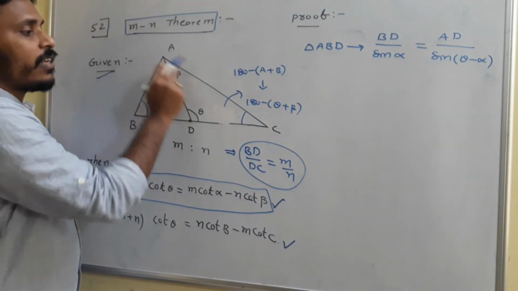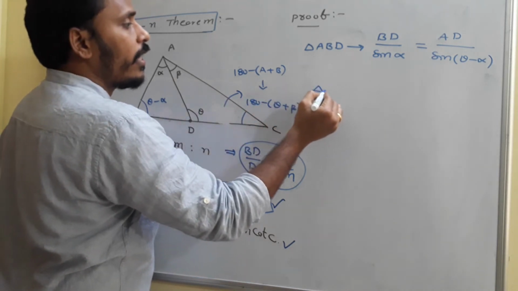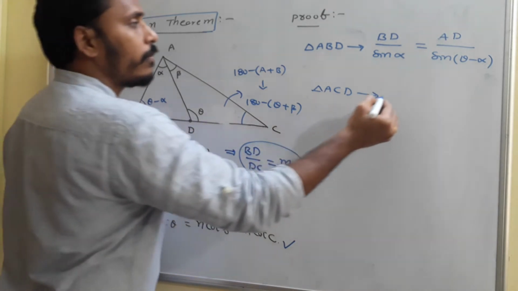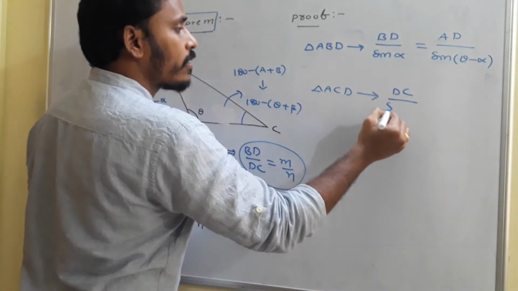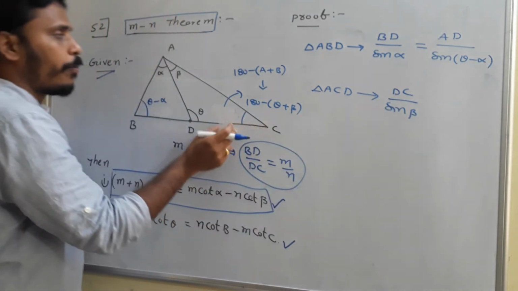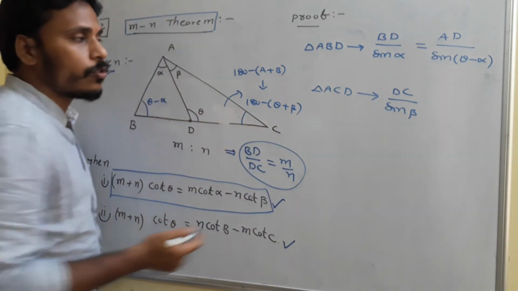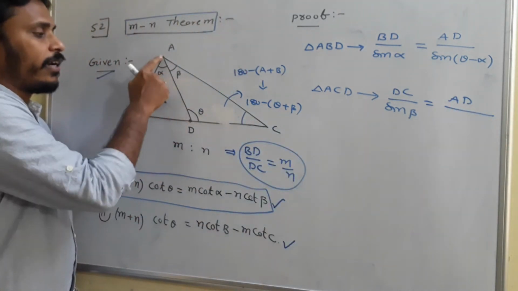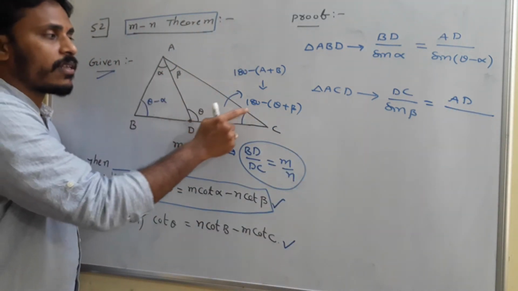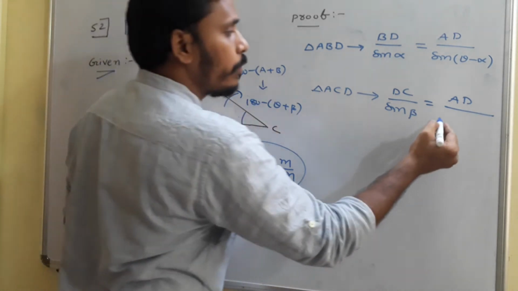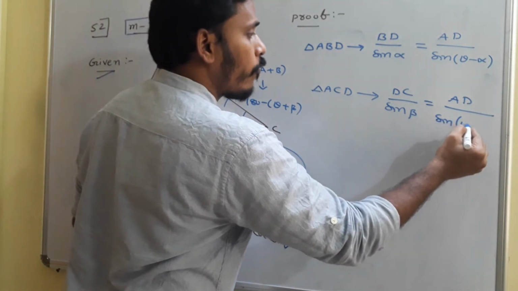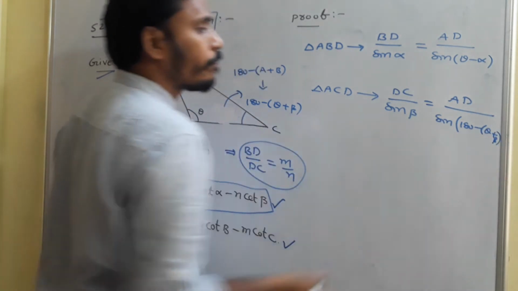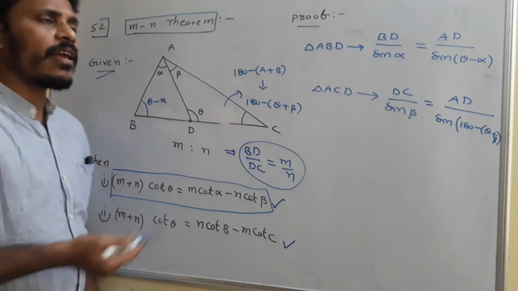And next the triangle is ACD. Then in this triangle ACD, if you apply the sine rule now, this side is DC divided by sine beta, because the opposite angle is beta, is equal to, again you just take AD divided by its opposite angle. What is this angle? 180 minus of theta plus beta. So you just write like this, sine of 180 minus of theta plus beta. This is the sine rule.